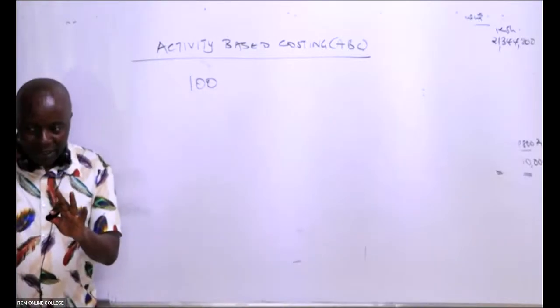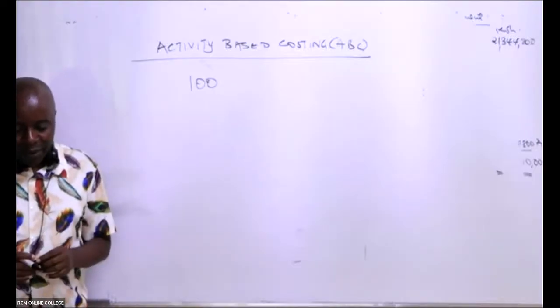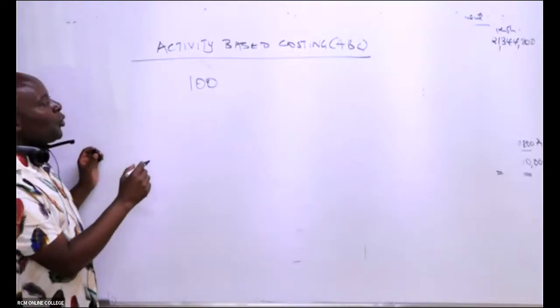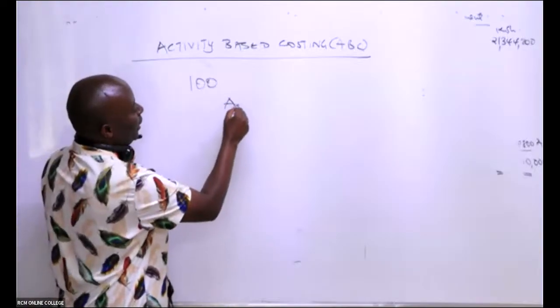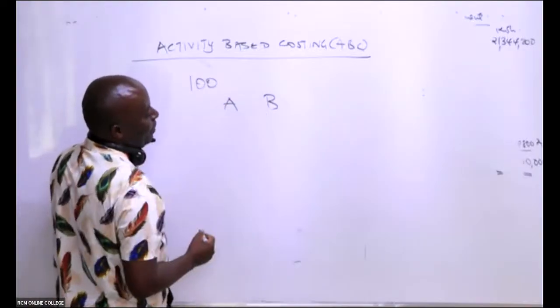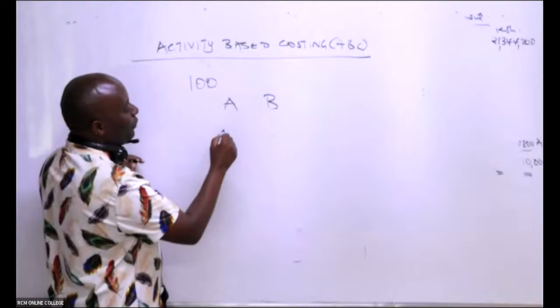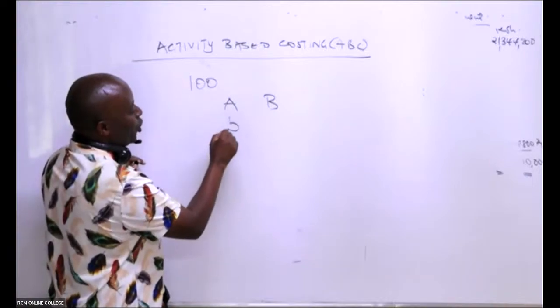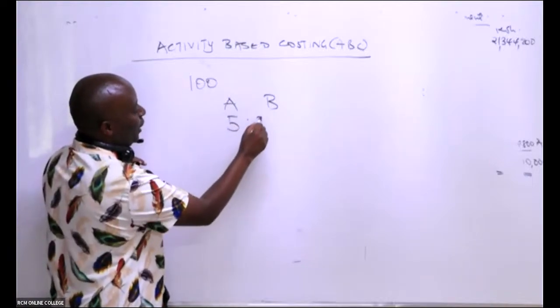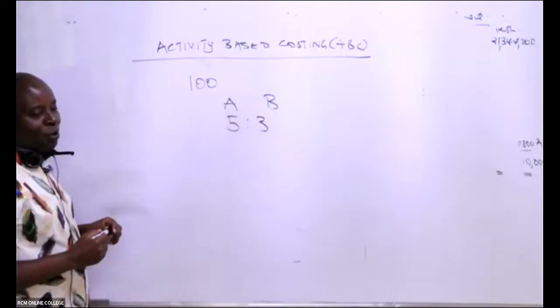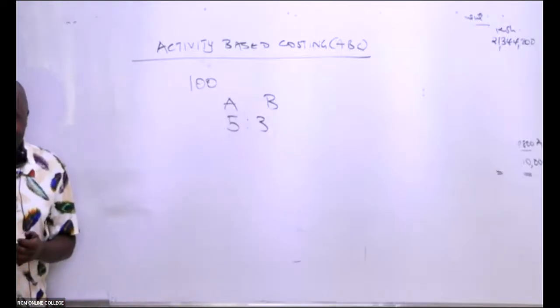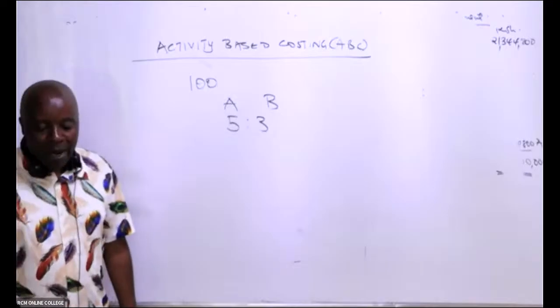This money which Mwalimu has, Kenya shillings 100. And I happen to be having two students here with me. These two students are going by the names A and B, and I want to give them this money in this ratio, 5:3. So then tell me, how much will A get and how much will B get?